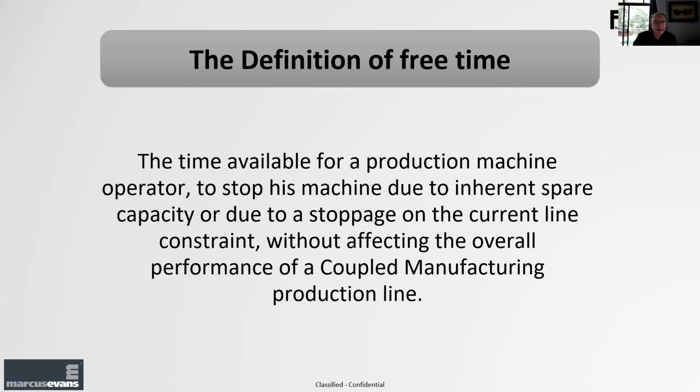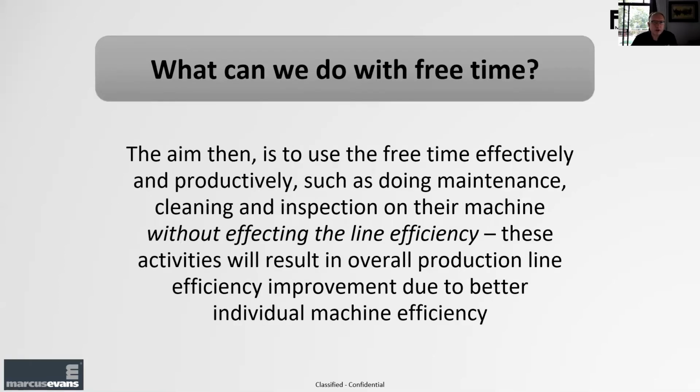And then the last point is coupled manufacturing production line. If it's not a coupled manufacturing production line, the free time theory doesn't apply. It's got to do with calculating time by dividing throughput into quantity on all the accumulations. What can we do with this free time?